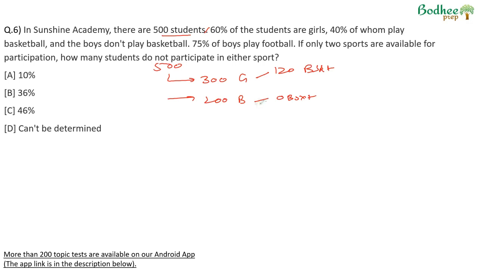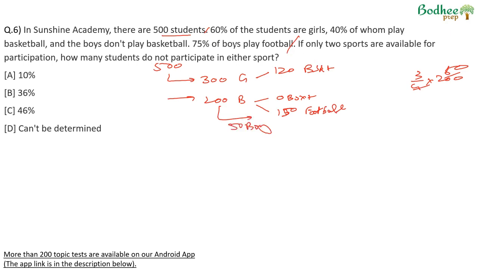75% of boys play football. 75% is 3/4. 3/4 of 200 will be 150. 150 play football. If only 2 sports are available for participants, how many students do not participate in either sport? Again, for the boys, we are sure that 50 of these boys will not be participating in any sport.